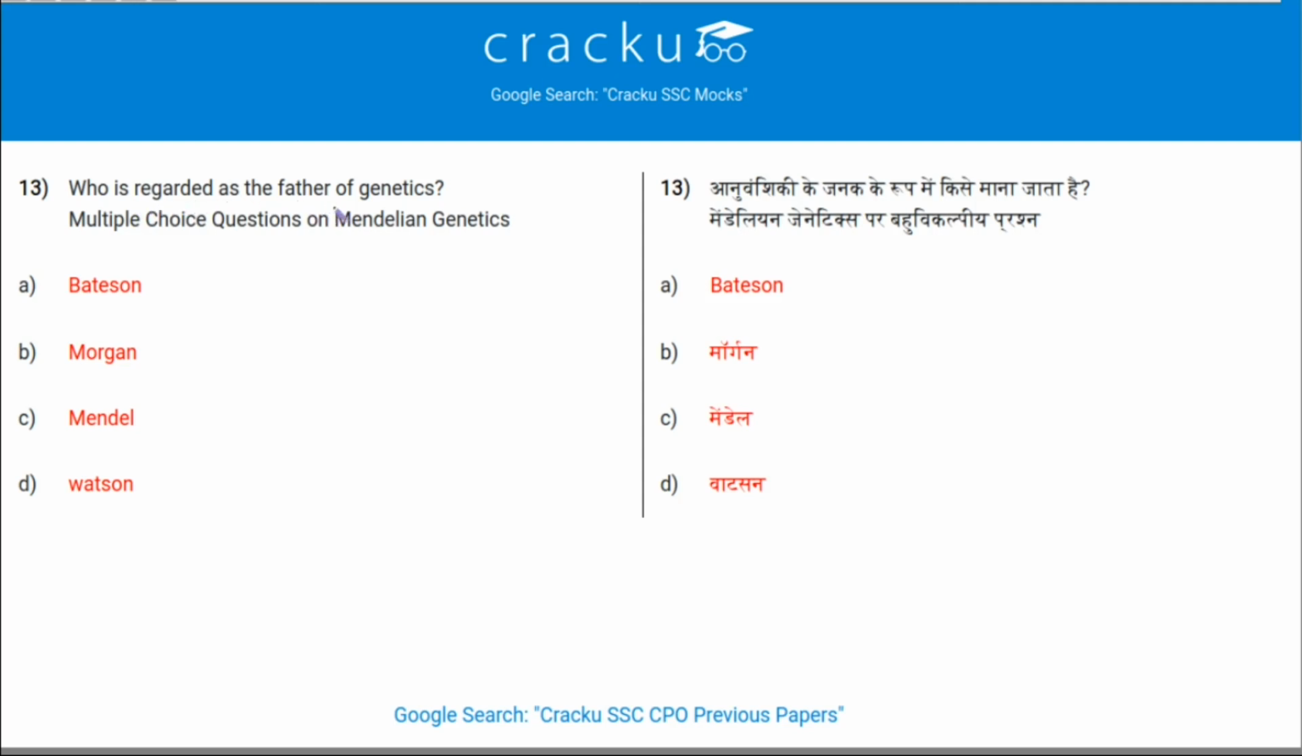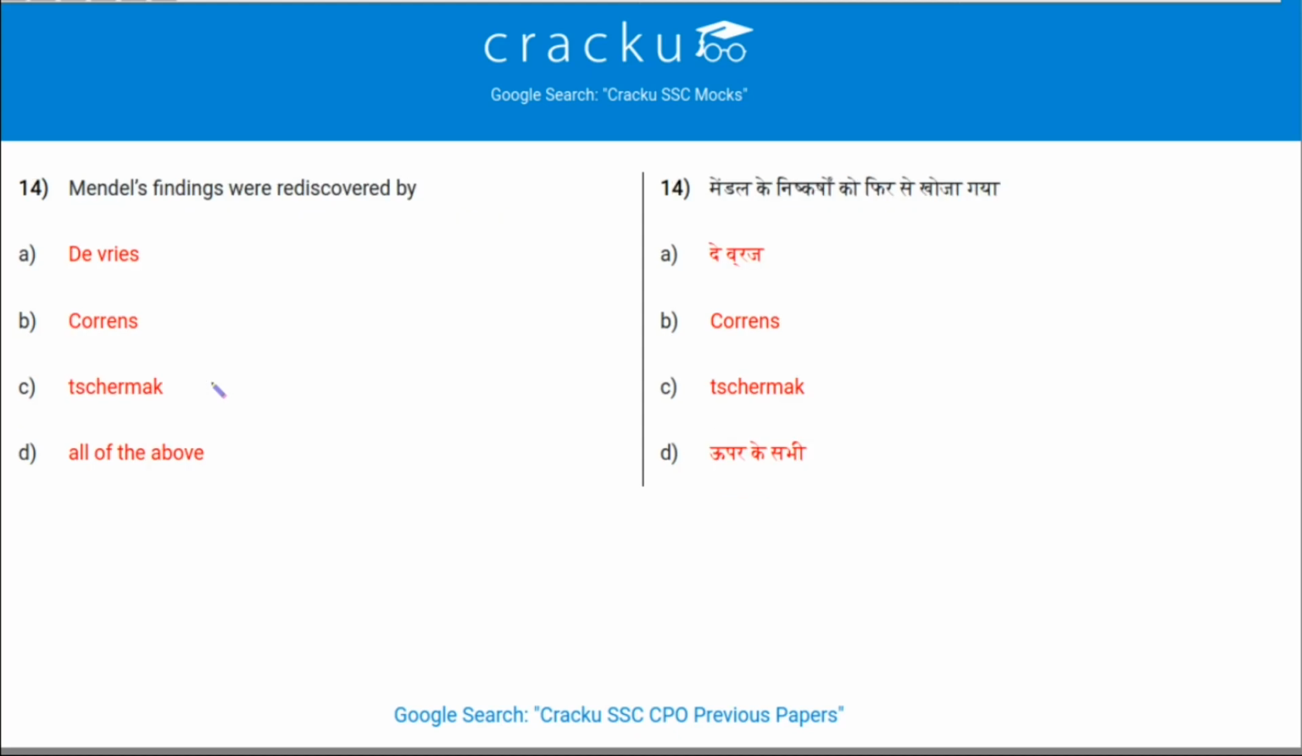Who is regarded as the father of genetics? The father of genetics is Gregor Mendel. So he is option C, Mendel. Who rediscovered Mendel's findings? Three people rediscovered them: Hugo de Vries, Carl Correns, and Erich von Tschermak. That is all of the above, as A, B, and C all three rediscovered Mendel's findings. So option D, all of the above, is the correct answer.